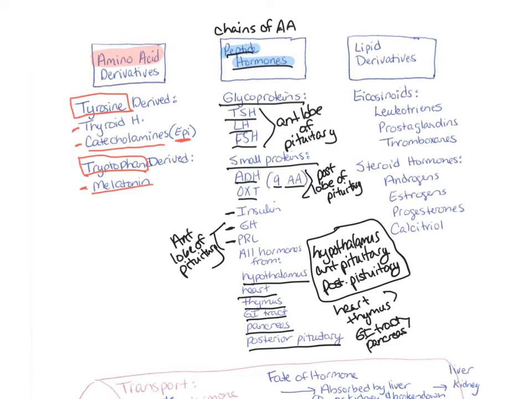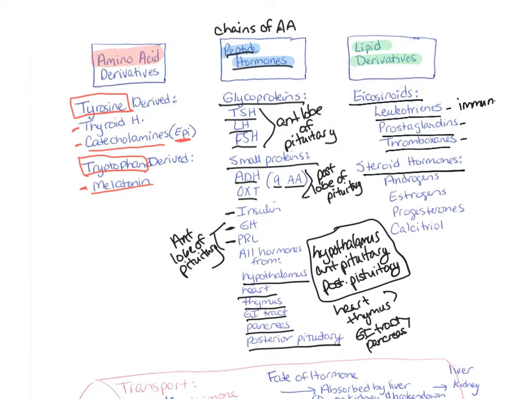Finally, we end up with this last classification of hormones, and those are called lipid-derived or lipid derivatives. With lipid derivatives, we have eicosanoids and we have steroid hormones. Eicosanoids you're going to hear a lot in microbiology, and you're also going to hear about in advanced A&P. The three biggest groups under eicosanoids are leukotrienes, prostaglandins, and thromboxanes. Leukotrienes and prostaglandins are involved in the immune system.